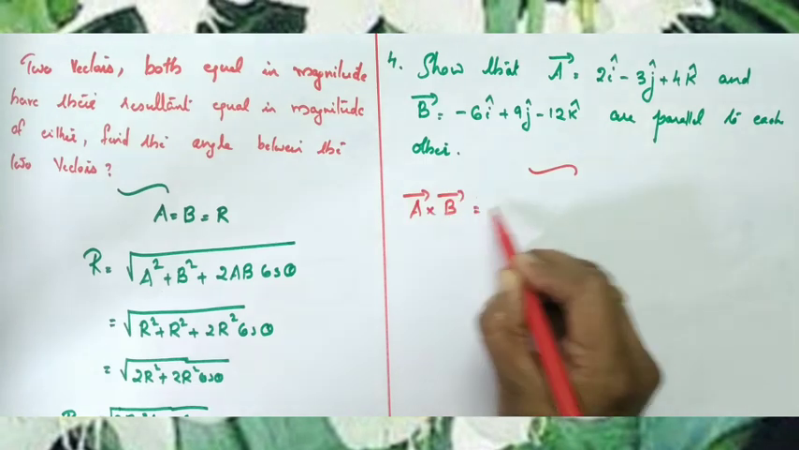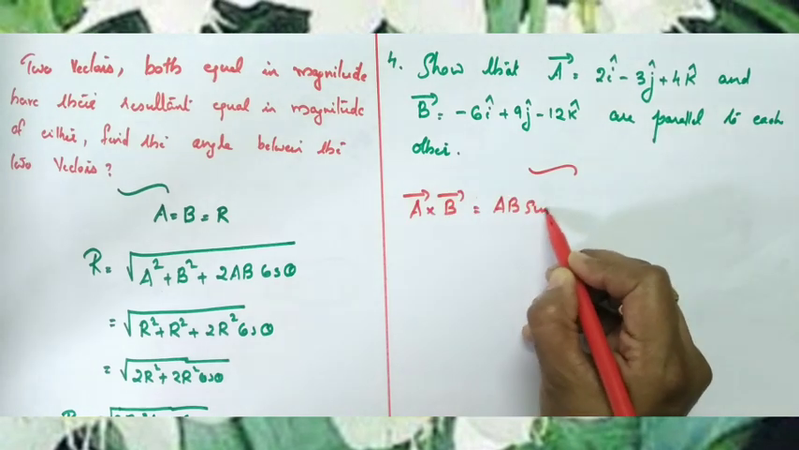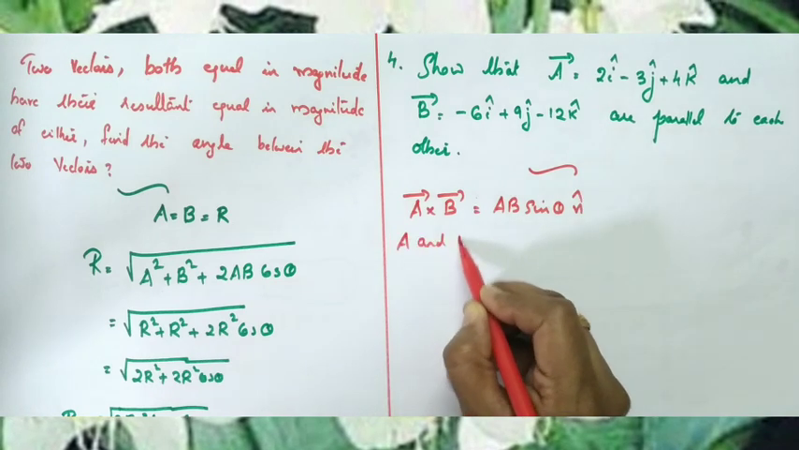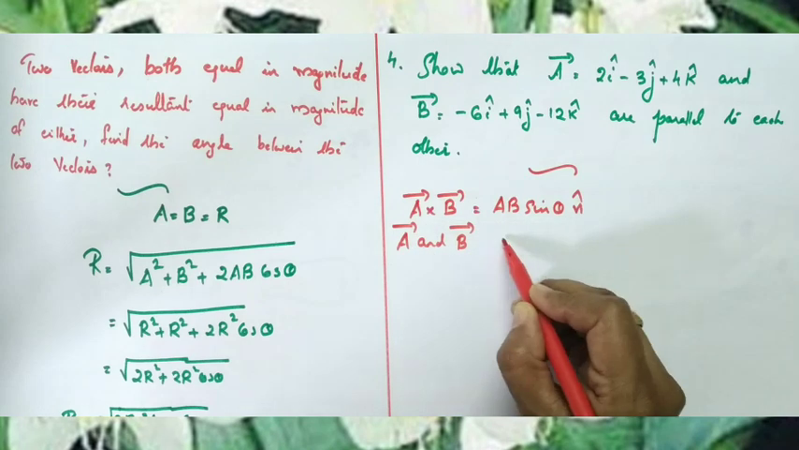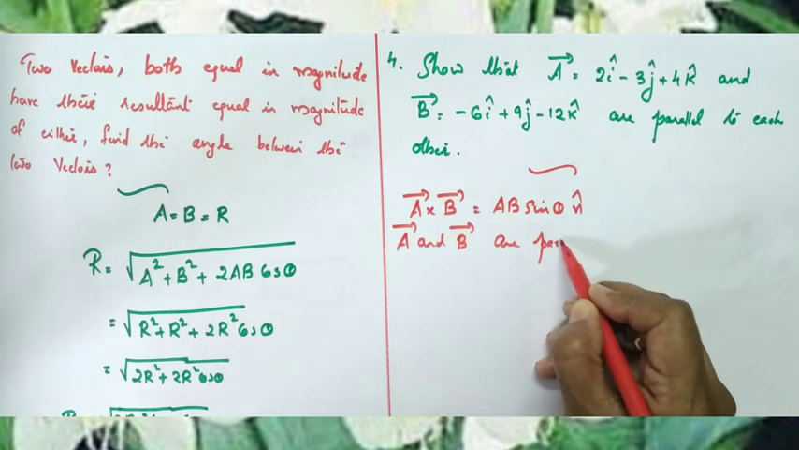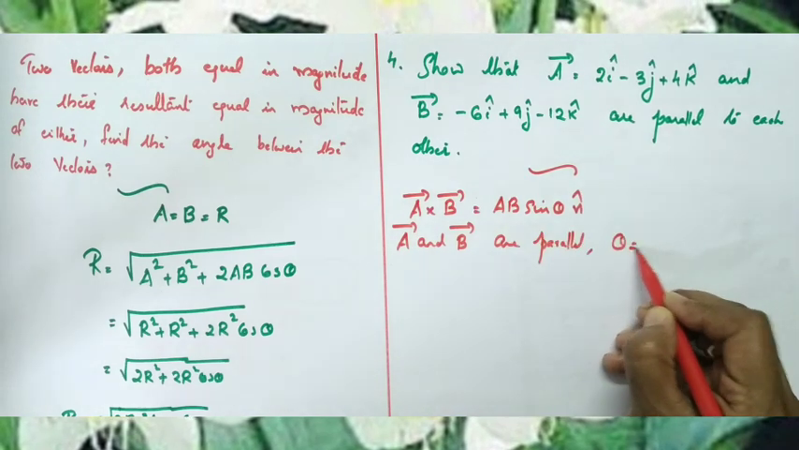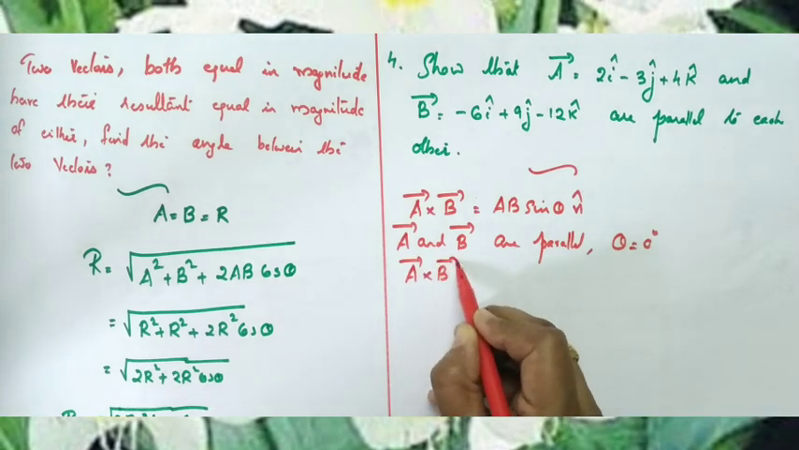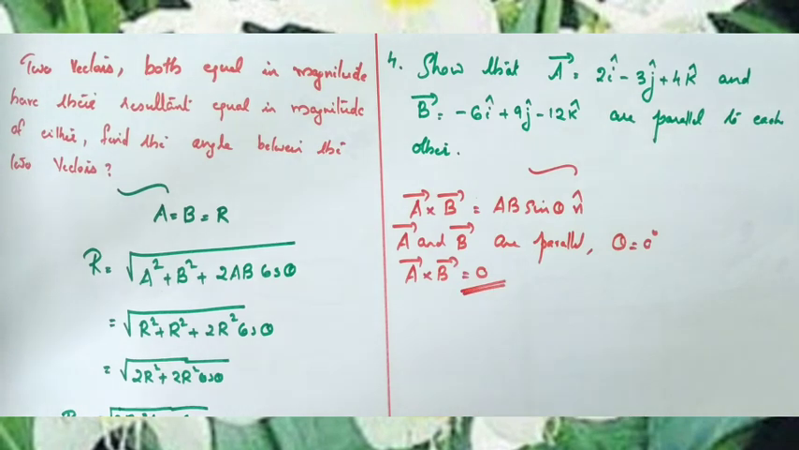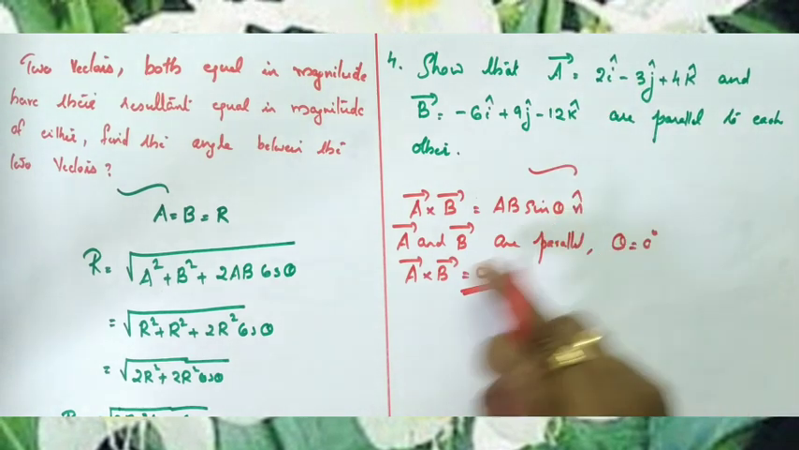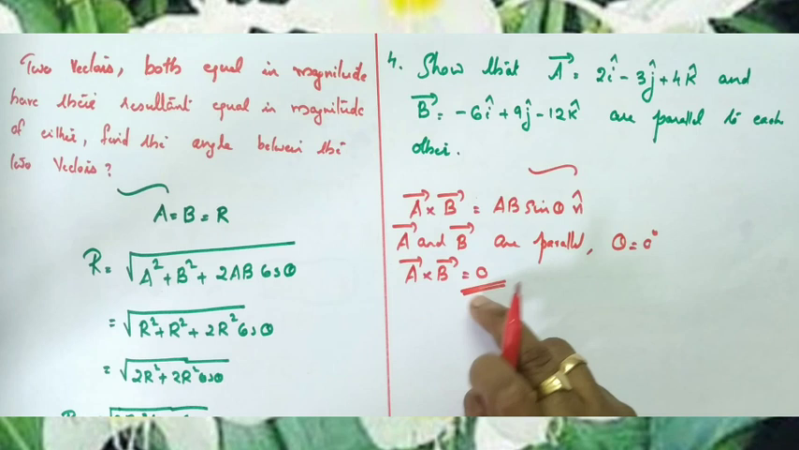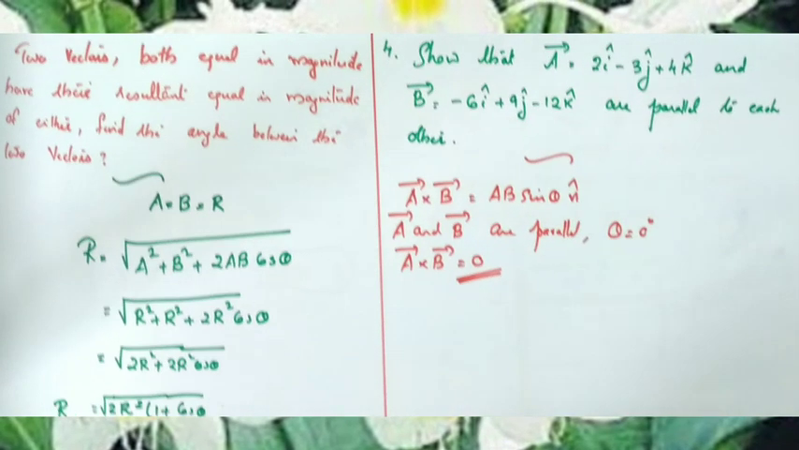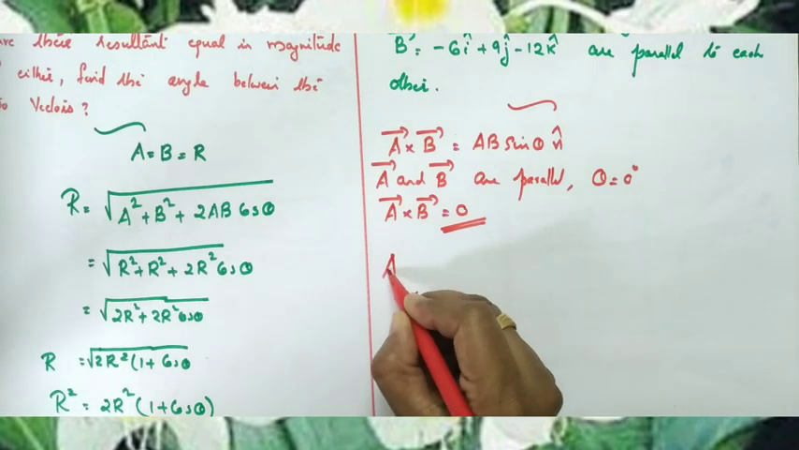We know that A cross B equal to AB sin theta in unit vector n. If vector A and vector B are parallel, what is the value of theta? Theta is equal to 0 and then A cross B equal to 0, isn't it? So how will you show that two vectors are parallel? Find out the cross product. If the cross product is equal to 0, then we can say that these two vectors are parallel to each other. So we can find out the cross product.